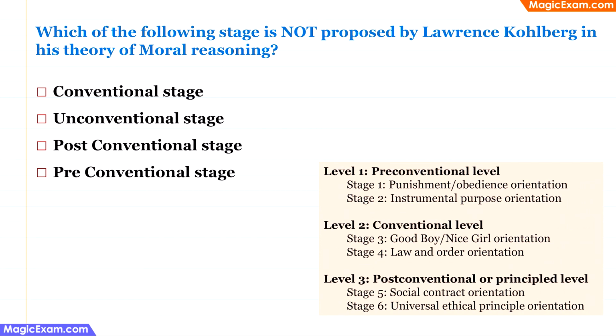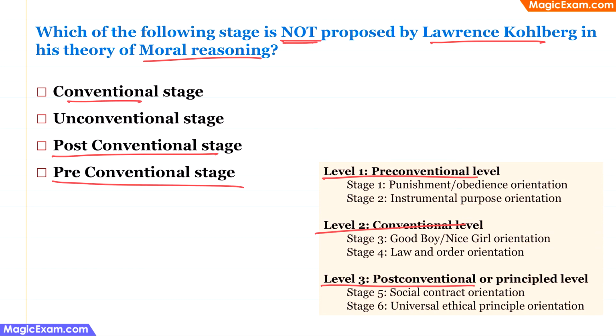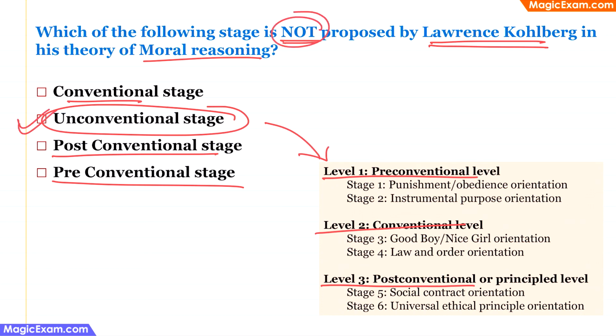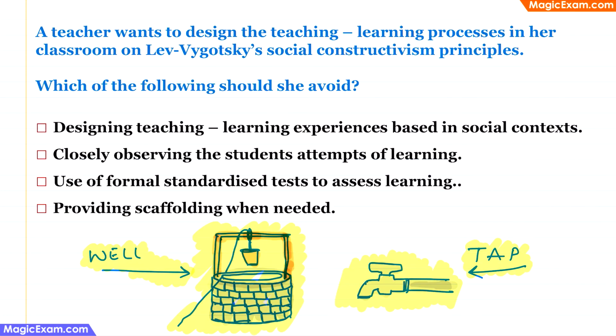Which of the following stage is not proposed by Lawrence Kohlberg in his theory of moral reasoning? Now if we look at Lawrence Kohlberg's moral reasoning theory, we see that there are 3 levels. The first one is pre-conventional level, the second is conventional level, and the third one is post-conventional level. Now if you look at the answer choices, conventional is covered, post-conventional is covered, and pre-conventional is also covered under the theory, whereas unconventional is not a part of this theory. Therefore this is the correct answer because this was not proposed by Lawrence Kohlberg.